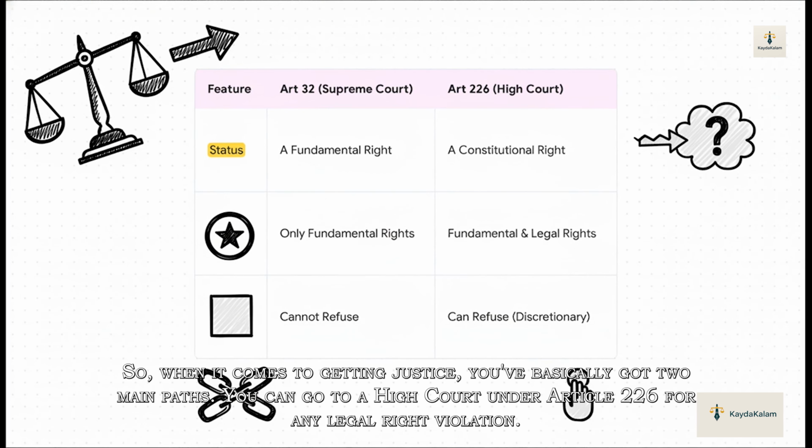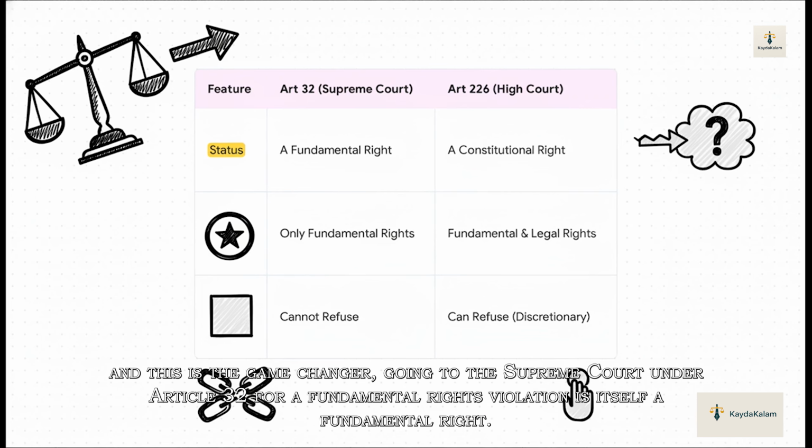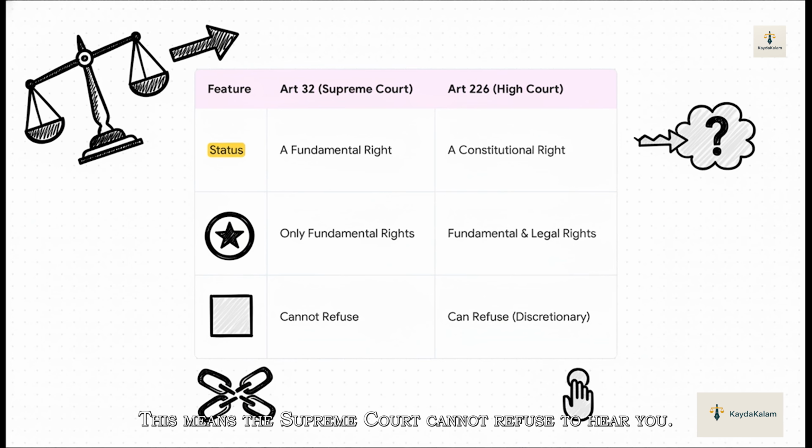So when it comes to getting justice, you've basically got two main paths. You can go to a high court under Article 226 for any legal right violation, but they can choose whether or not to hear your case. But, and this is the game changer, going to the Supreme Court under Article 32 for a fundamental rights violation is itself a fundamental right. This means the Supreme Court cannot refuse to hear you. That's what makes it the ultimate guarantor of your rights.